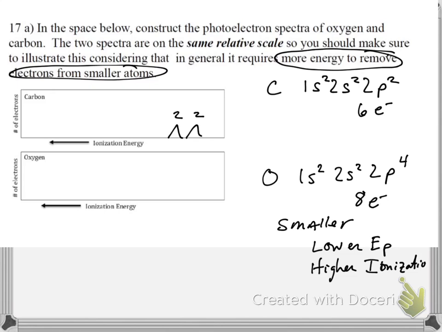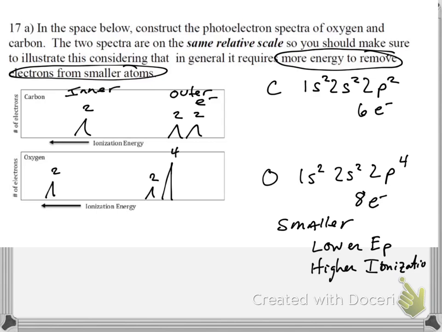So if we do carbon first, we show the 2 different shells, 2 electrons in the inner shell, 1s, 4 electrons in the outer shell, but in 2 different orbitals, 2 electrons in the s and 2 electrons in the p. There's the outer electrons and inner electrons.